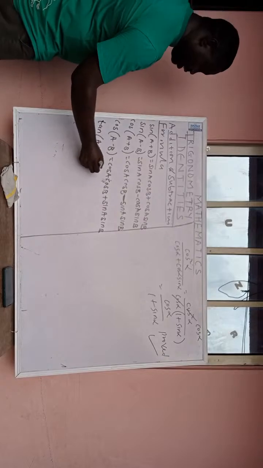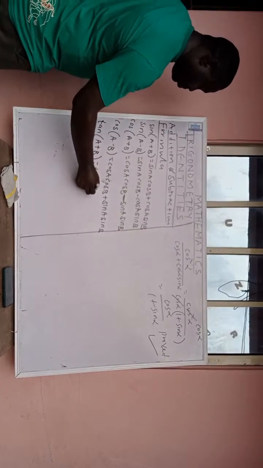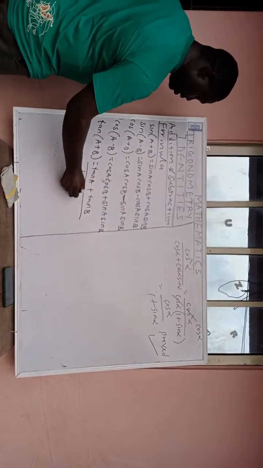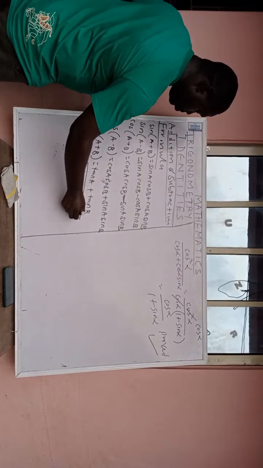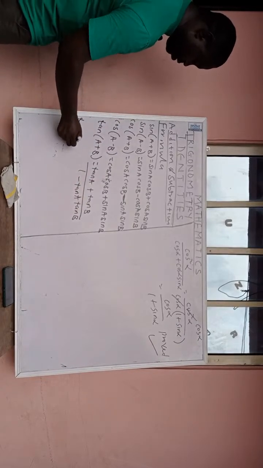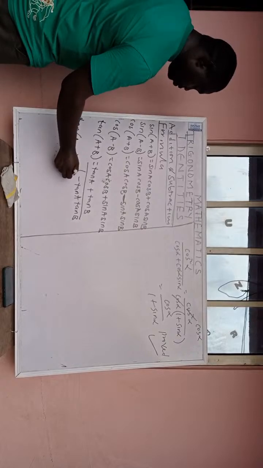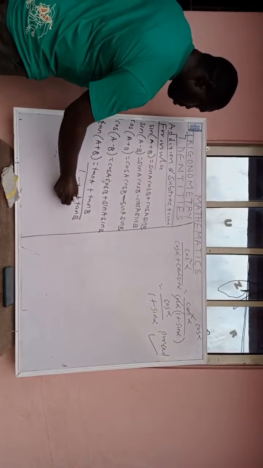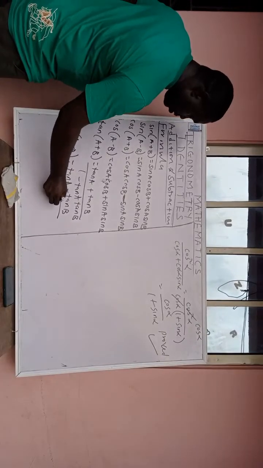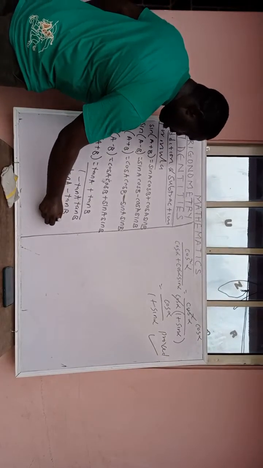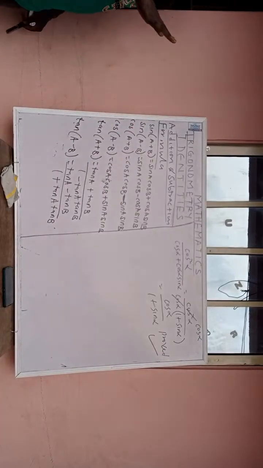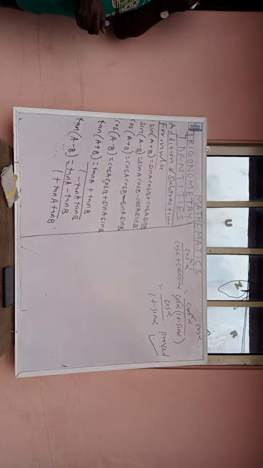Okay. So we do that of tan. Tan is tan A plus tan B over 1 minus tan A tan B. And then if you come to the minus part, you have tan A minus tan B over 1 plus tan A tan B. That's what you have. This is called addition formula.